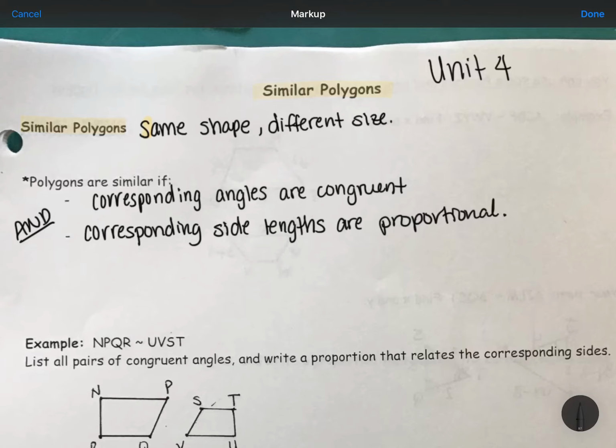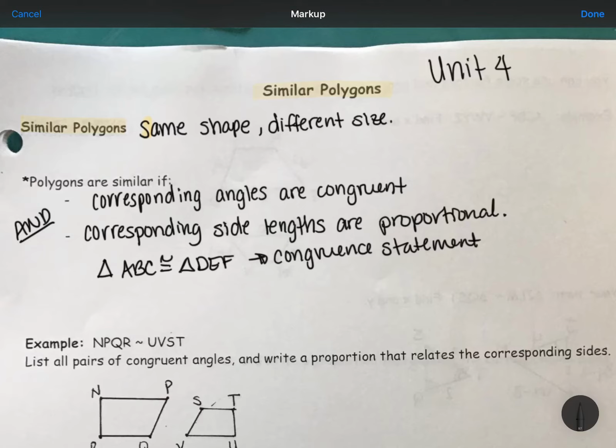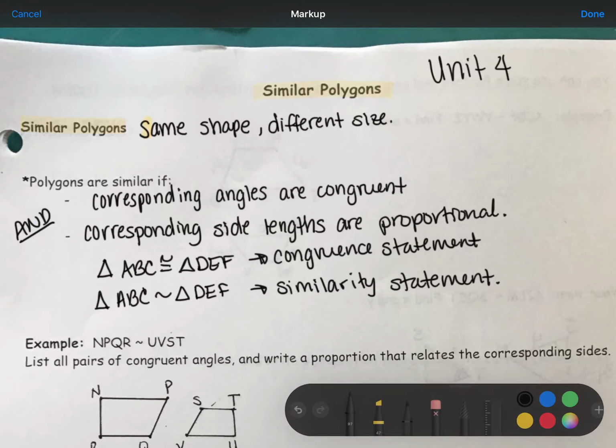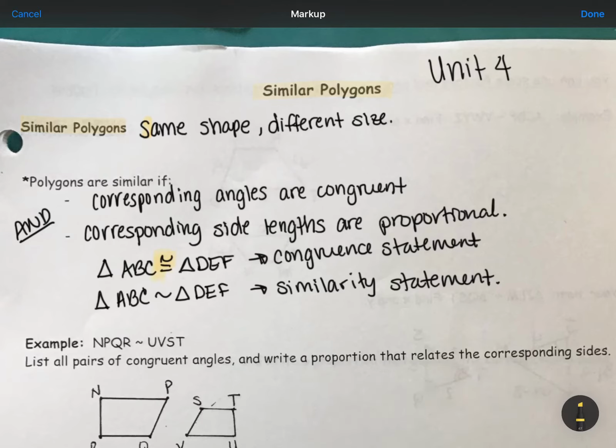And of course, we already talked about a congruent statement. That would be like triangle ABC is congruent to triangle DEF. That's a congruent statement. Well, we're not talking about congruent triangles this time. We're talking about similar. So we need to talk about what a similarity statement is. A similarity statement would be triangle ABC is similar to triangle DEF. That is a similarity statement. So one means congruent, the other means similar. So just make sure that you are using the correct symbol when you're talking about congruent or similar.